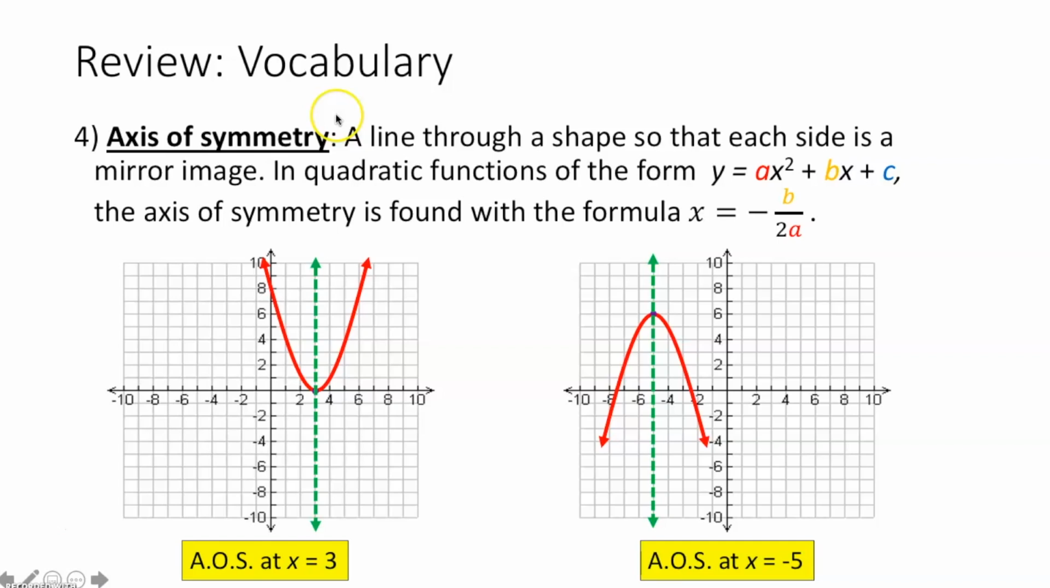Now, the axis of symmetry is just a line through a shape so that each side is a mirror image. In quadratic functions of the form y equals ax squared plus bx plus c, we remember that the axis of symmetry is found with the formula x is equal to negative b over 2a. What we used to do is we used to have to look at our formula and then plug in your b value from the function and your a value from the function in order to get your axis of symmetry. Today, we're going to be in vertex form, not standard form like this. It's going to be a lot easier to find your axis of symmetry, aka your x value of your vertex.